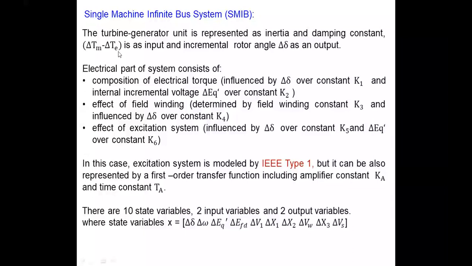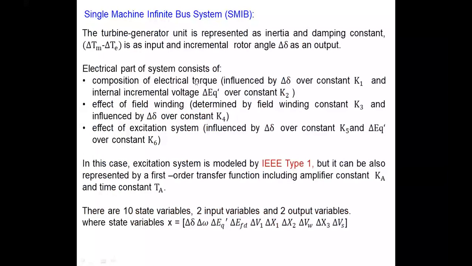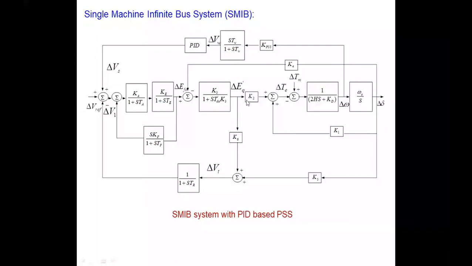Then again, the electrical part of the system, because this is more or less the mechanical representation, the mechanical section part of the SMIB. Then the other part which we have is the electrical part section here. So in the electrical part, you have the electrical torque, which is influenced by del delta over the K1 constant and the del Q prime over the K2 constant. If you refer here, this is del TE. So this is the electromagnetic torque, K1 times del delta and K2 times del Q prime. So this is the first term.